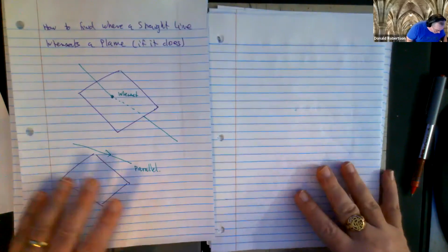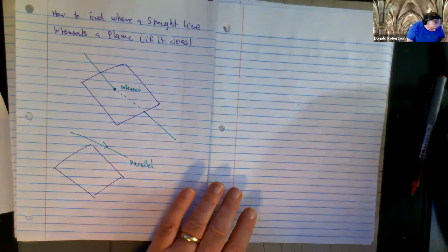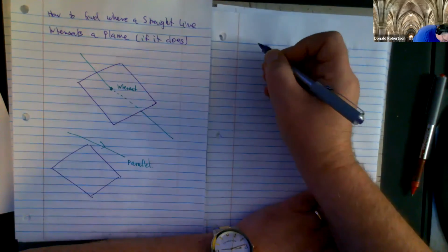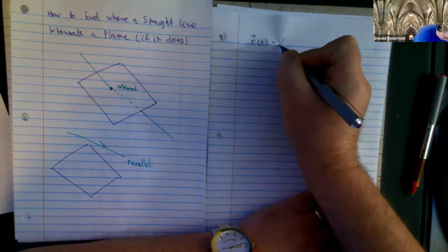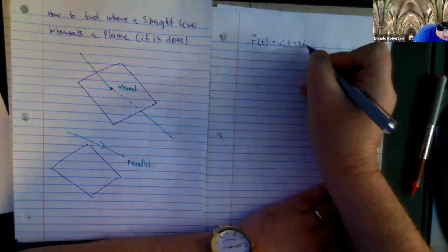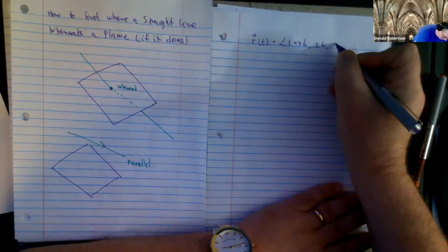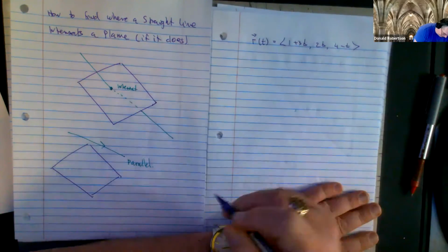So how do we solve that problem of how a line intersects with a plane, if it indeed intersects at all? So here is a line. And here is a plane.